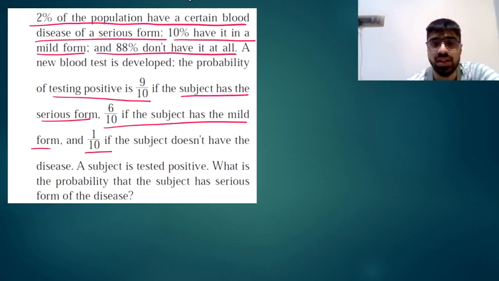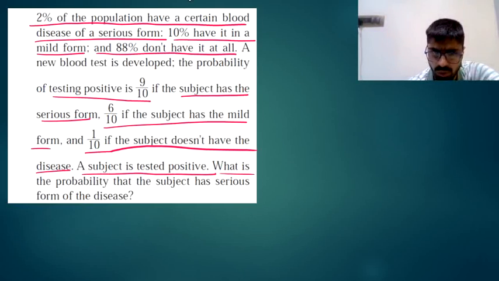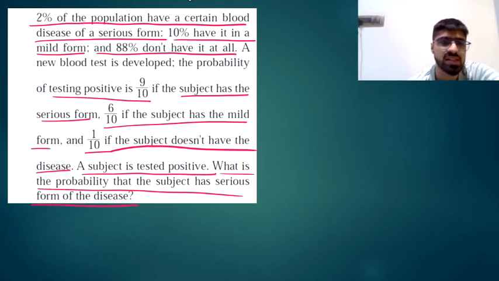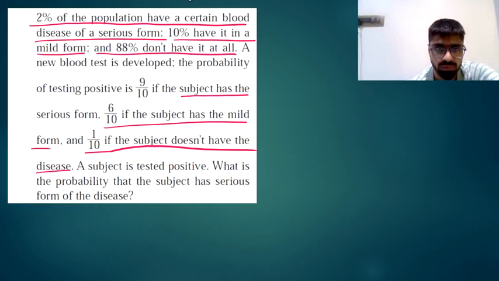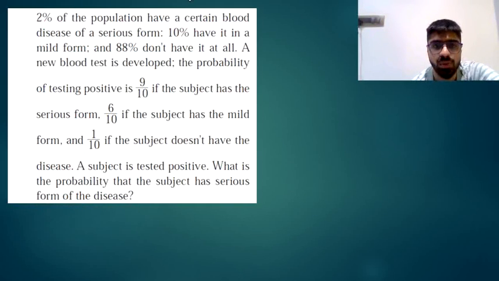The test will test the person positive with a probability of 1 by 10 if he doesn't have the disease at all. So even if he doesn't have the disease, he will be tested positive with a probability of 1 by 10. A subject is tested positive. What is the probability that the subject has the serious form of the disease? Interpret all the things in this question now.